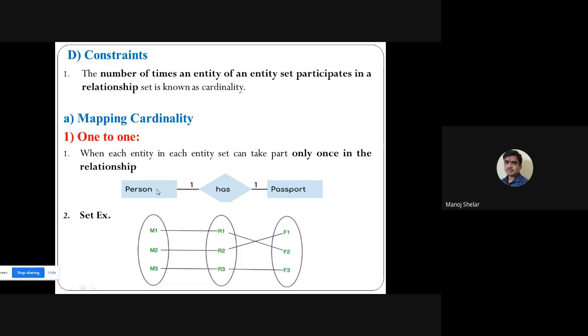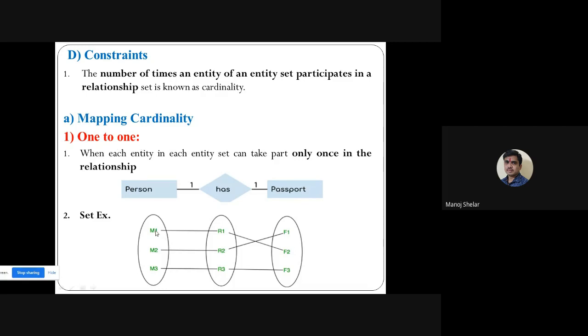So one to one, here is a simple example. Person is one entity, passport is one entity, and has is the relationship. One person, one passport. These are one-to-one relationships. For example, Manoj is a person and there is one passport of Manoj. So one person, one passport. This is a one-to-one relationship.